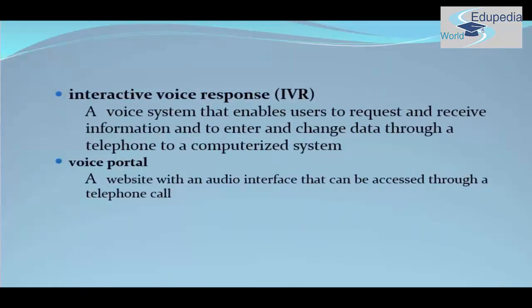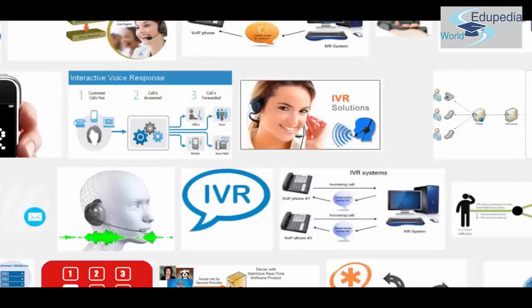Other kinds of mobile commerce services include interactive voice response (IVR), a voice system that enables users to request and receive information and to enter and change data through a telephone to a computerized system. Let's check out over the internet what it looks like. Okay, so this is what an IVR system looks like. A customer calls you, the call is answered, the call is forwarded. You've heard it many times. It's like the call system, and it's very famous, right? This is also counted as a mobile service.